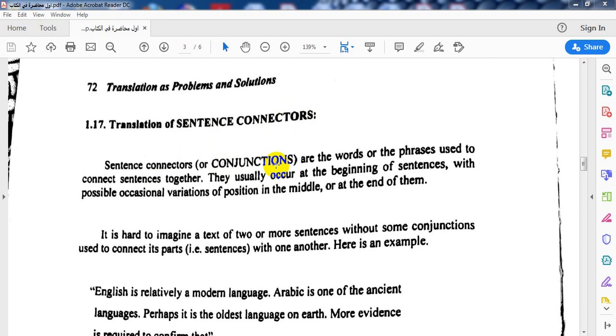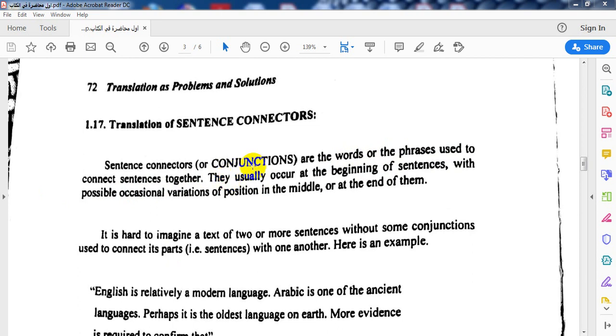As the name tells, they join, they connect sentences in English, and in all languages, not just in English. Words or phrases used to connect sentences together.